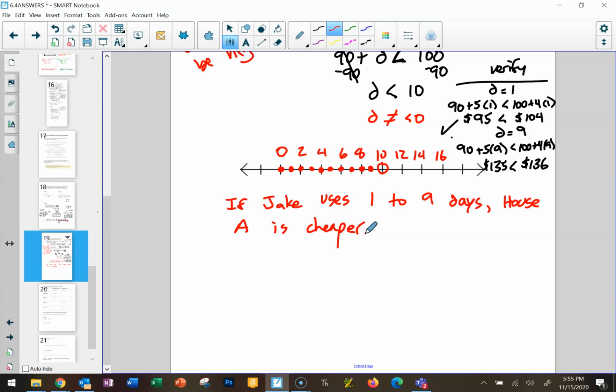That's a much better answer than if it's cheaper if Jake uses less than 10 days. Because if we just say it's cheaper if Jake uses less than 10 days, we haven't made it specific that we're taking out 0 as a possibility, and we're taking out any negative numbers as a possibility. So that's why I always want you to be as specific as you can.